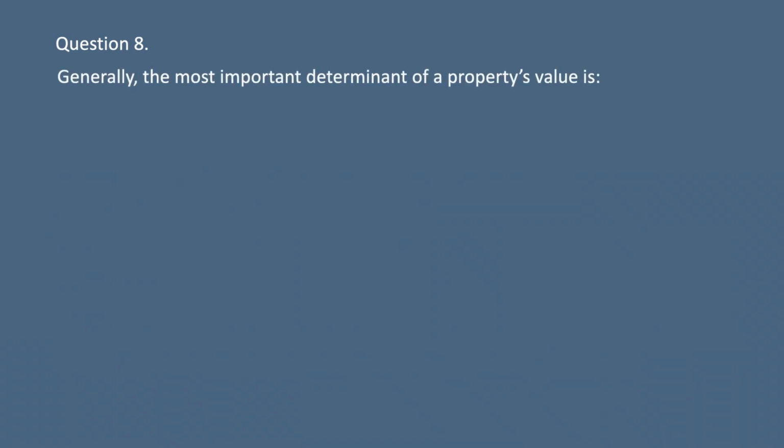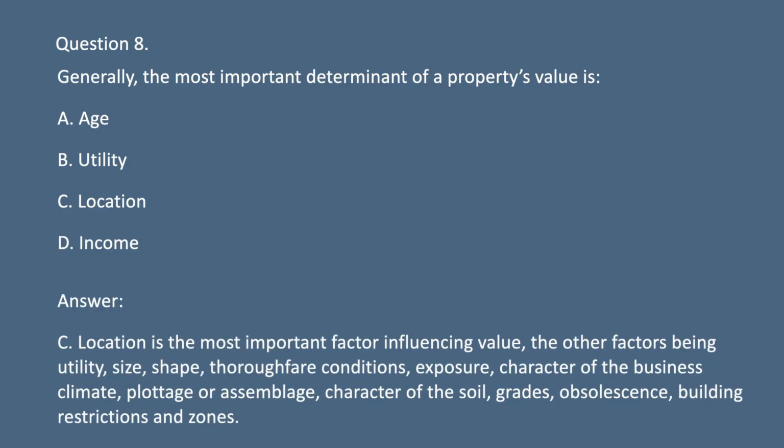Question 8. Generally, the most important determinant of a property's value is A. Age. B. Utility. C. Location. D. Income. Answer. C. Location is the most important factor influencing value, the other factors being utility, size, shape, thoroughfare conditions, exposure, character of the business climate, plottage or assemblage, character of the soil, grades, obsolescence, building restrictions and zones.